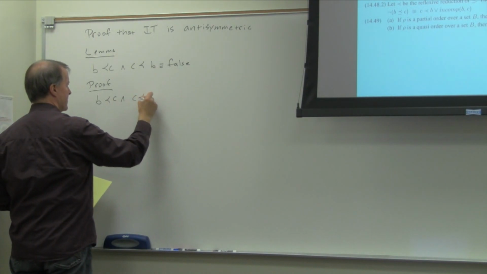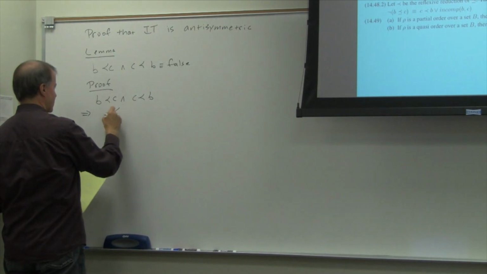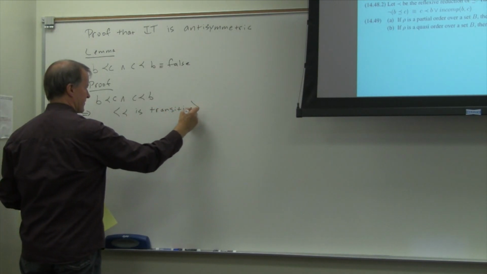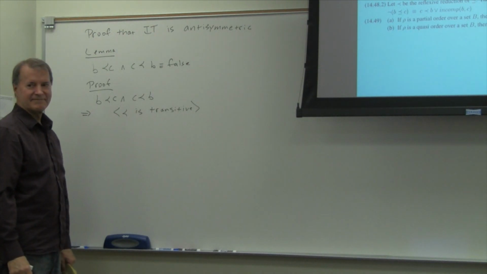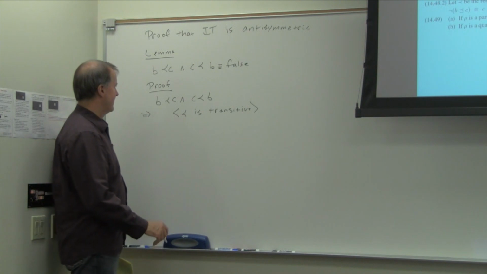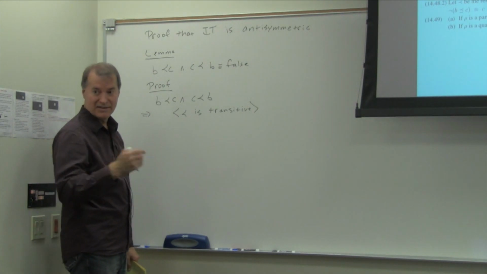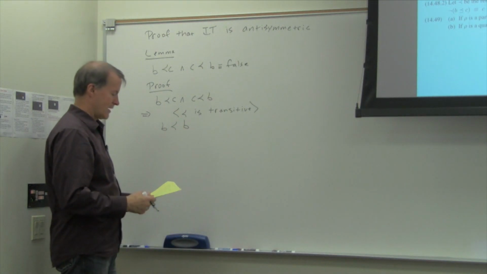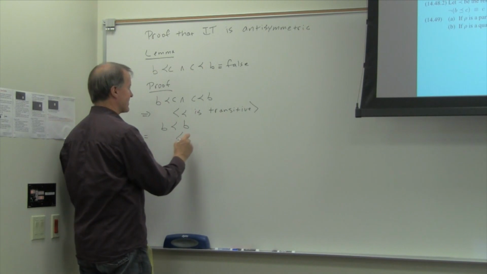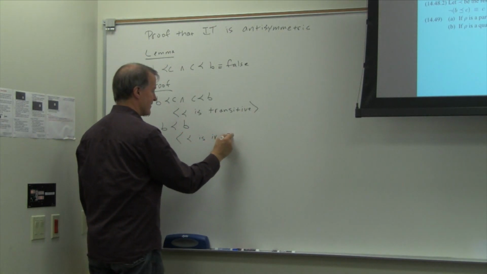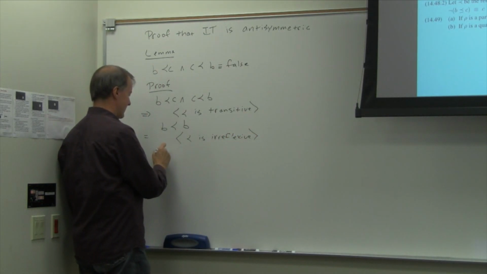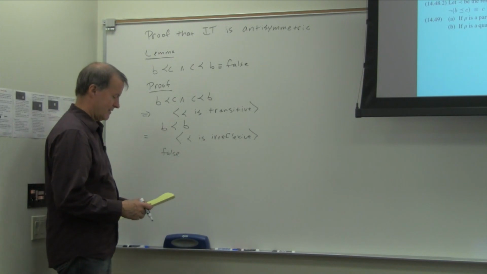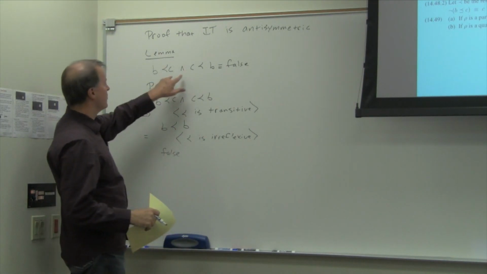and C is related to B, and this implies, by the fact that it is transitive, B is related to B. Because if B is related to C and C is related to B, then that says B is related to B, right? But this equals, by virtue of the fact that this is irreflexive, false. Is everybody clear on that? Okay.